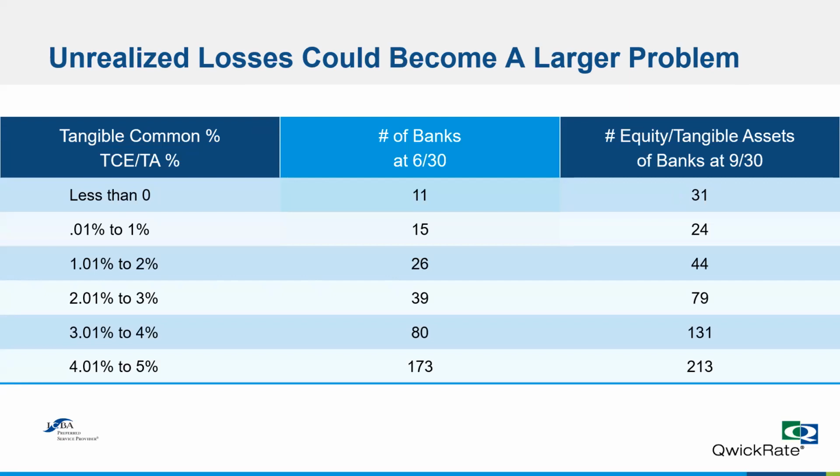So I certainly encourage all of you to check with your respective home loan bank and make sure you understand the procedures and the processes needed to renew advances if your tangible capital is going to get below zero. As you can see, at June 30th, there were 11 banks whose tangible common equity to tangible assets was under zero. At 9/30, that was 31. And so for each of these ranges of tangible common to total assets, you can see the increasing numbers here at 9/30.